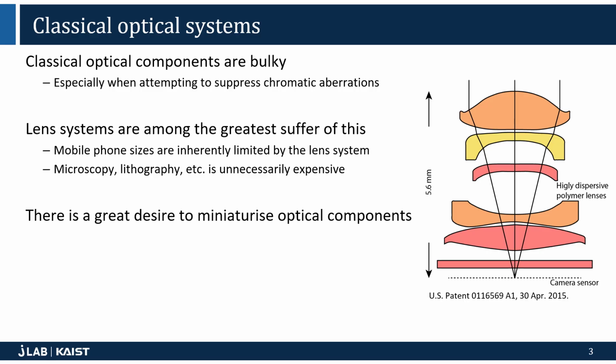This puts a certain limit on what we can do, because classical optical components are inherently bulky, especially when trying to suppress aberrations. As an example is this patent from Apple, where they used 3 different polymers in various complex shapes with the goal of suppressing aberrations, especially chromatic aberrations here. They occur because light at different wavelengths is focused at different positions. As you see, this lens is 4.6 millimeters thick, meaning that one of the limits of your phone's thickness is its lens system.